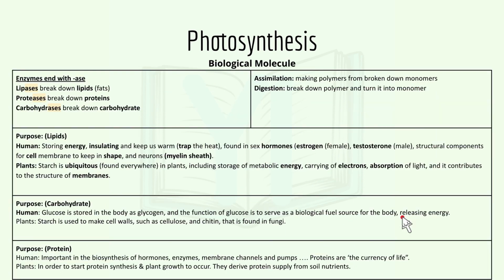So here's more on the biological molecule recap for year 9. Enzymes end with ASE, like lipase, protease, and carbohydrase. Assimilation is making polymers from broken down monomers, and digestion is breaking down polymers and turning them into monomers. So here you can just look at the purpose of each polymer.